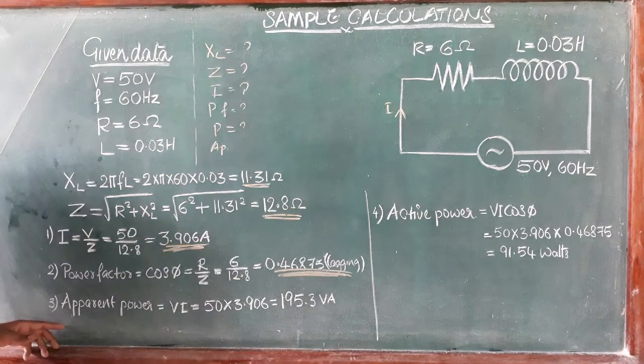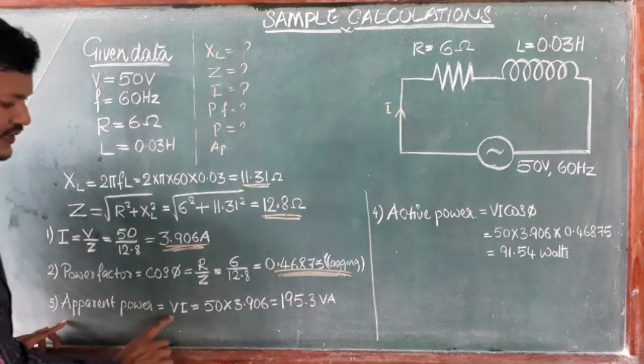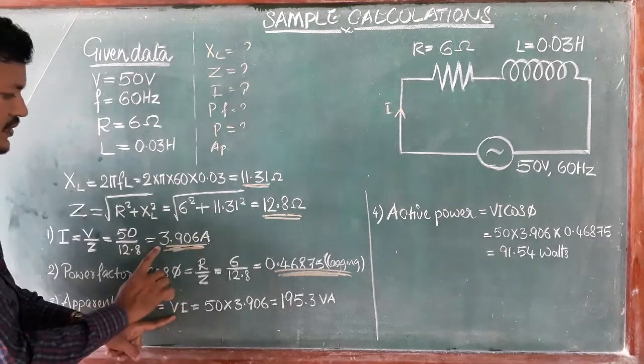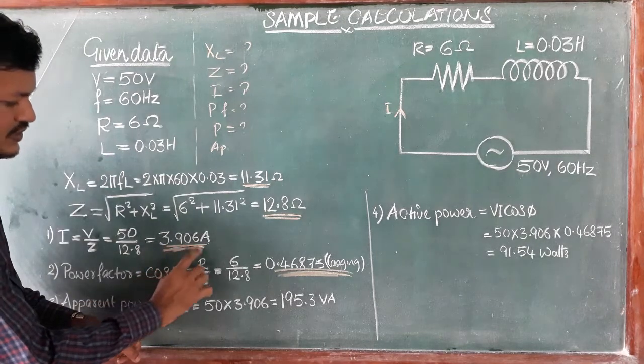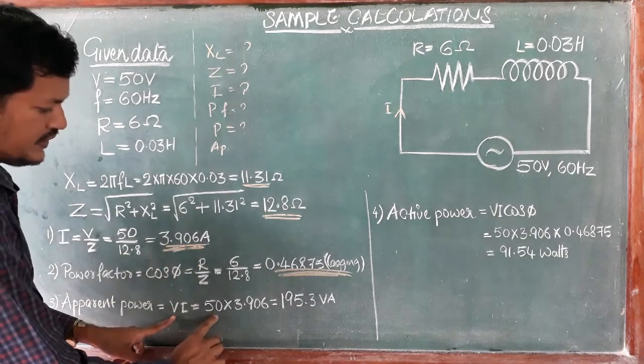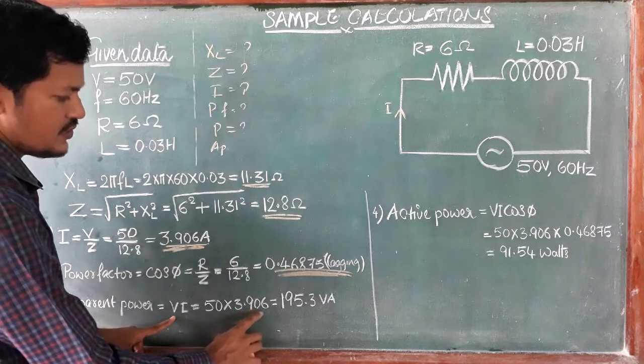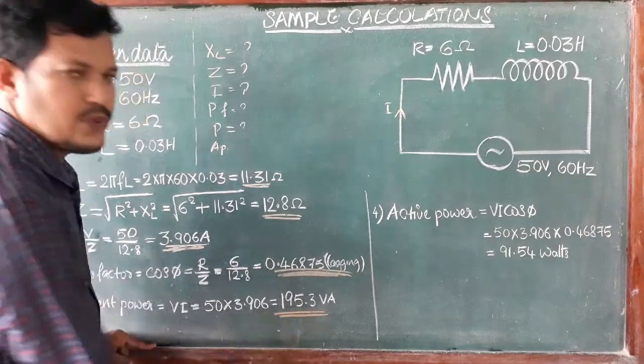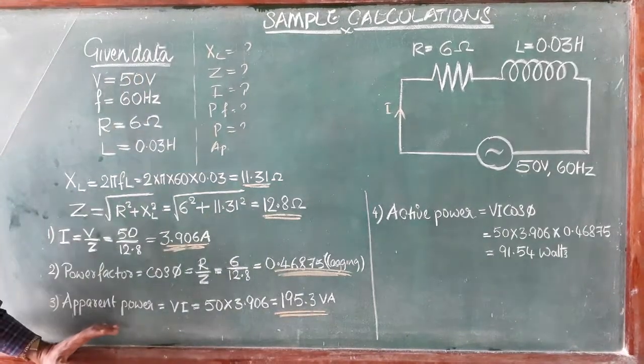Next, apparent power. Apparent power is voltage into current. So total voltage is 50 volt and total current we calculated as 3.906, so V into I, 50 into 3.906, is equal to 195.3 volt ampere. This much is the apparent power.